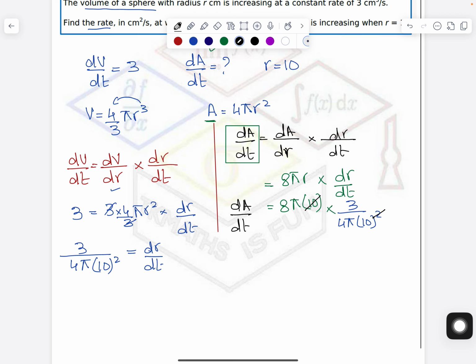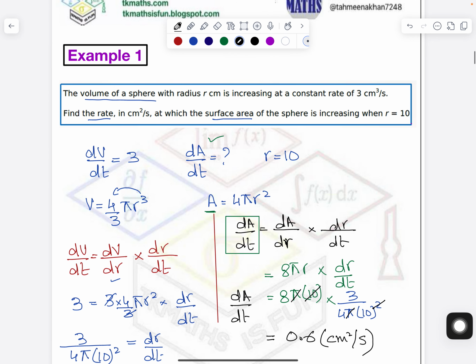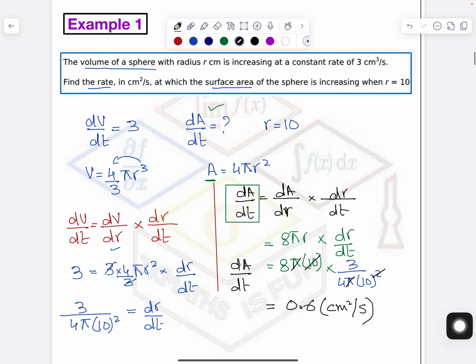I can cancel this, I can cancel this. So it will be, let me see the calculator now. You can also check it. So I am getting here 0.6, and this is area, so I will write here centimeter square per second. Right. So I hope you understood this. Whatever information is given in the question, write it down, and then it will automatically start making sense to you.